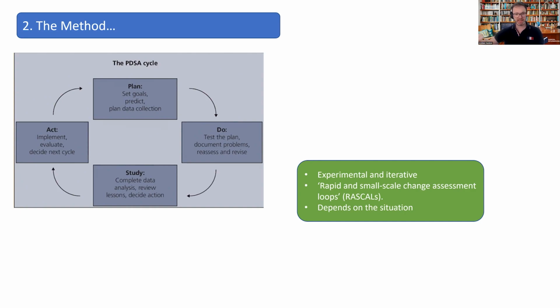You want to be collecting data on how it's going, do it, right? Then study what happened and then act, decide if you're going to keep doing it or try something else, and decide what your next cycle is going to be. So these are experimental and iterative cycles in nature, in reality, right? And now Trisha Greenhalgh says, look, why don't we call them rascals? And I think she's right, because really what they should be called is rapid and small scale change assessment loops. That's what these are.